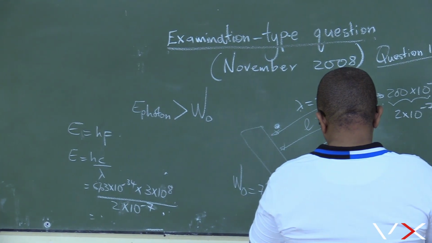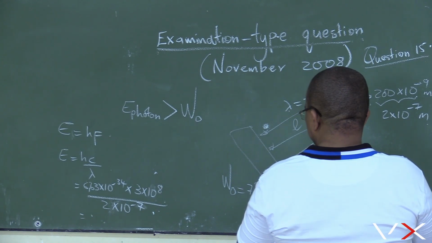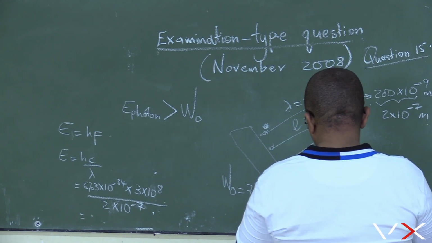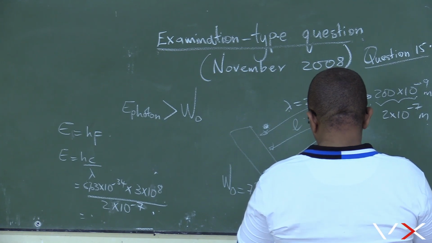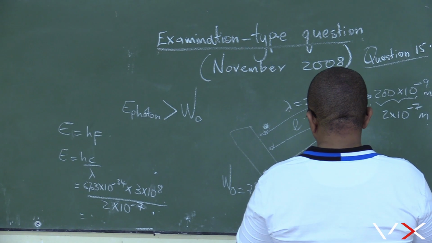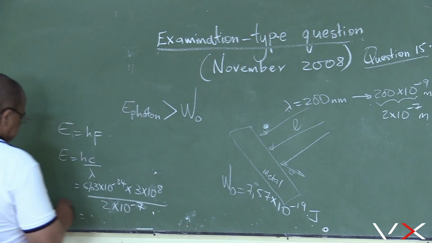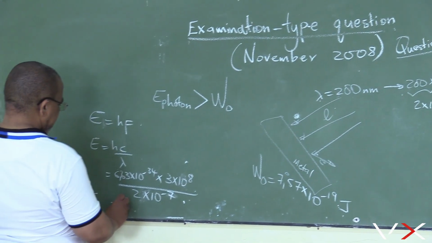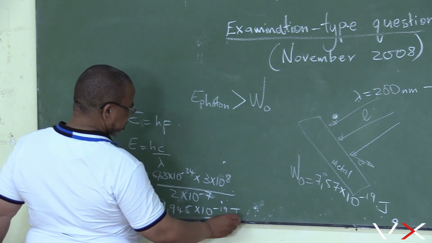On the calculator: 6.63 exponent minus 34 times 3 exponent 8 divided by 2 exponent minus 7. The energy of the photon is 9.945 times 10 to the power minus 19 joules.